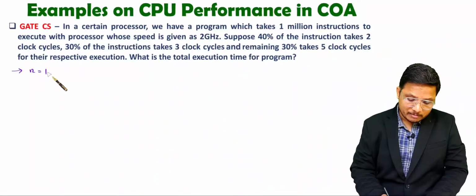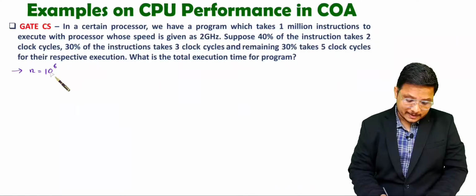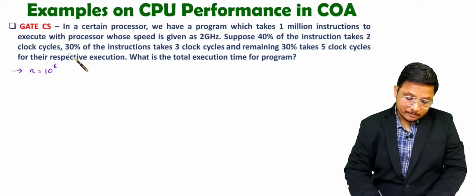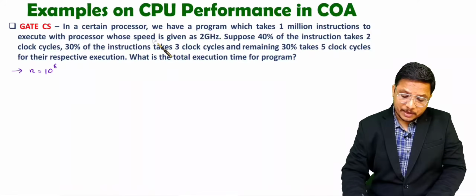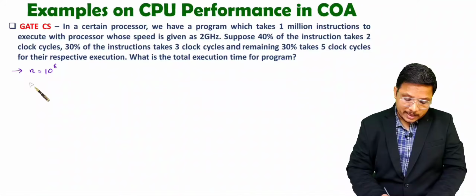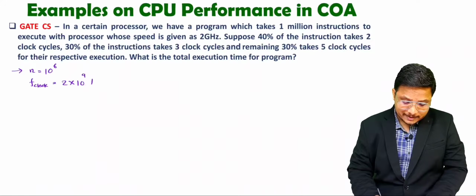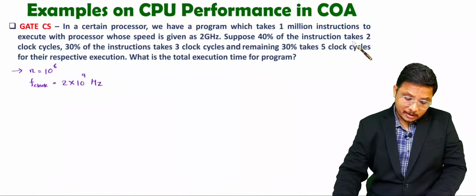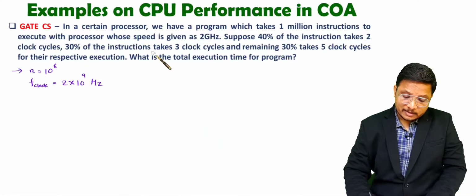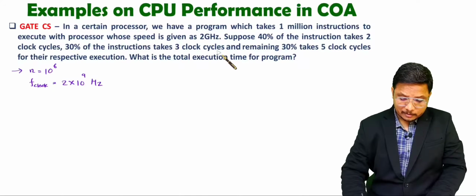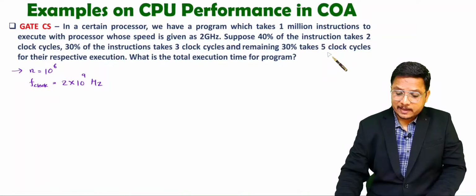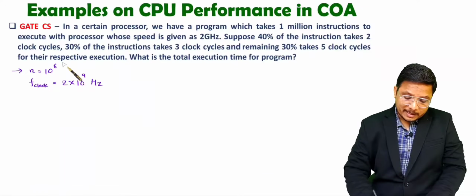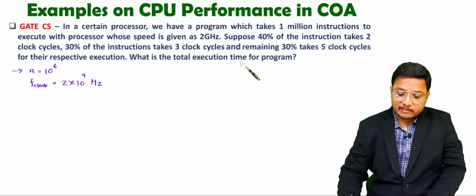N equals 1 million, means 10 to the power 6 number of instructions are there, right? Here processor speed is also given by frequency. So here clock frequency that is given is 2 GHz, so that is 2 into 10 to the power 9 Hertz, right? Suppose 40% of instructions take 2 clock cycles, 30% of instructions take 3 clock cycles, and the remaining 30% take 5 clock cycles for their respective execution. Then what is the total execution time for a program?